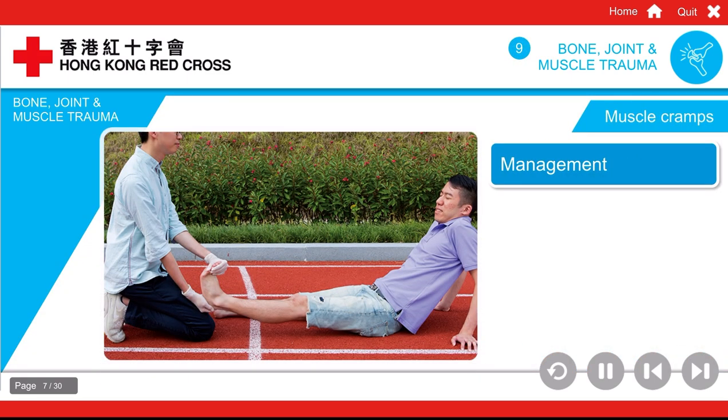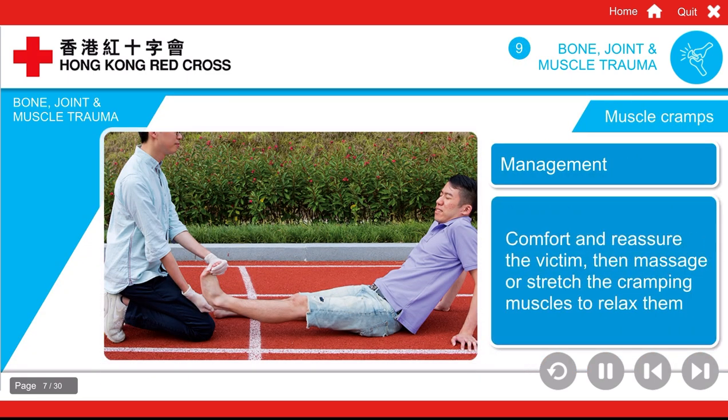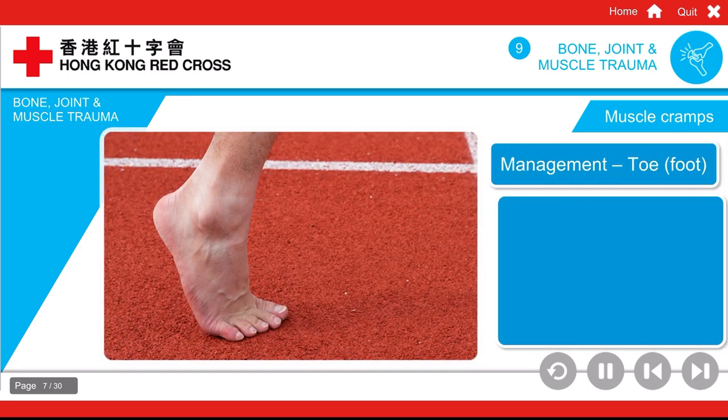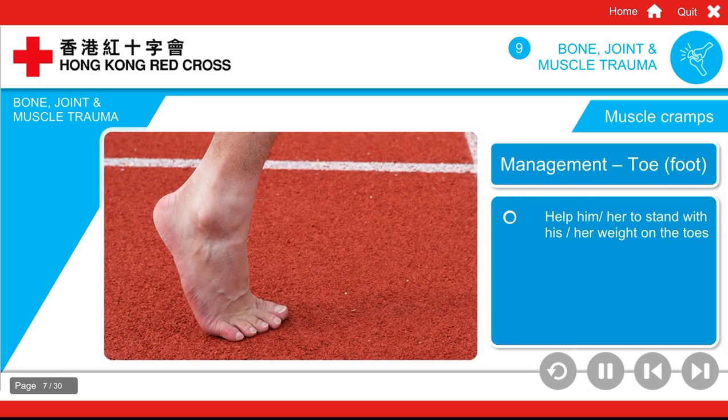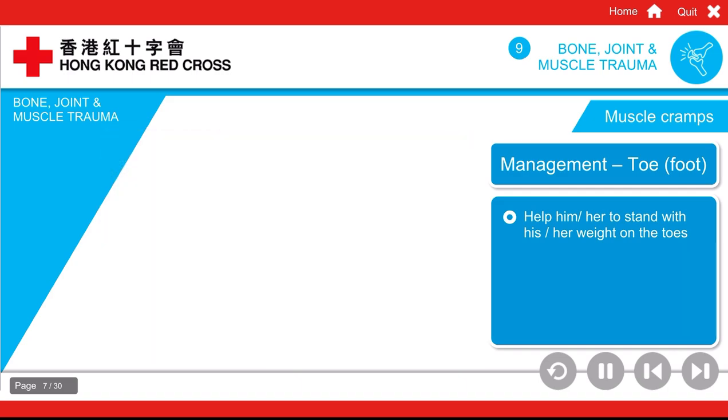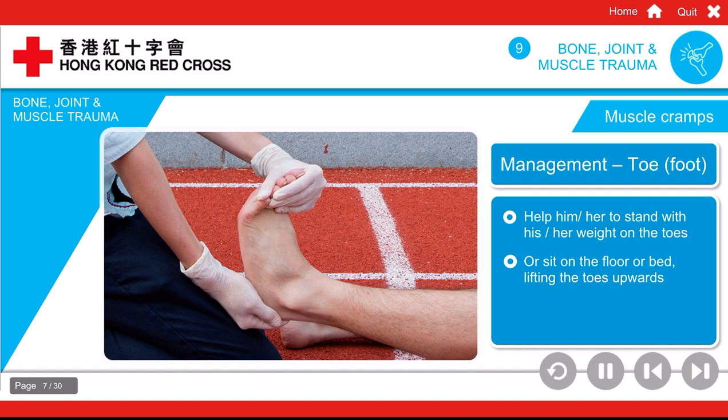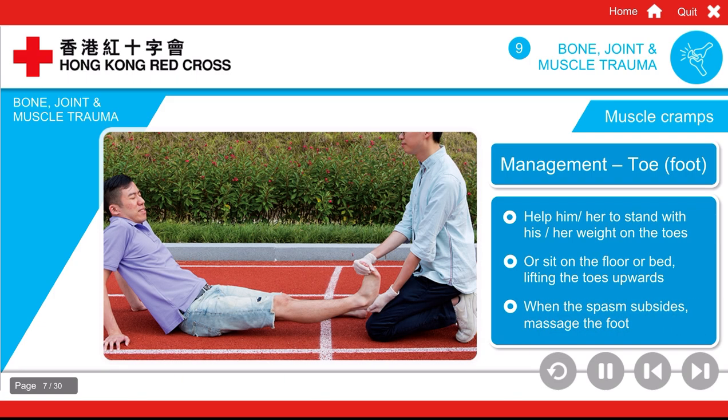How should we manage muscle cramps? You can first comfort and reassure the victim, then massage or stretch the cramping muscles to relax them. If the victim has cramping of toes, help him or her to stand with his or her weight on the toes, or sit on the floor or bed, lifting the toes upwards. When the spasm subsides, massage the foot.